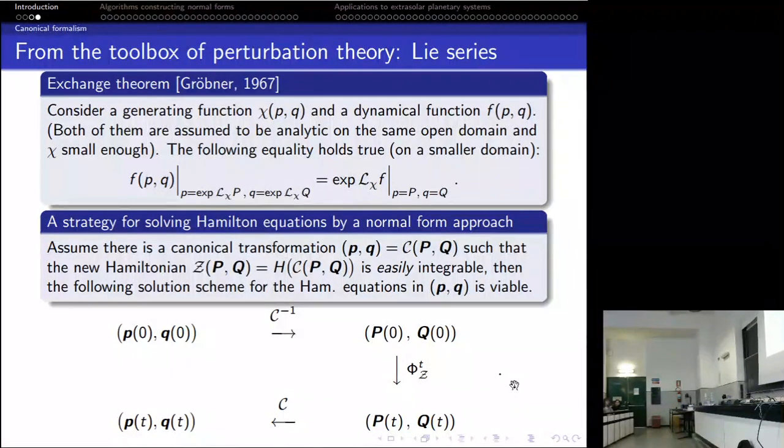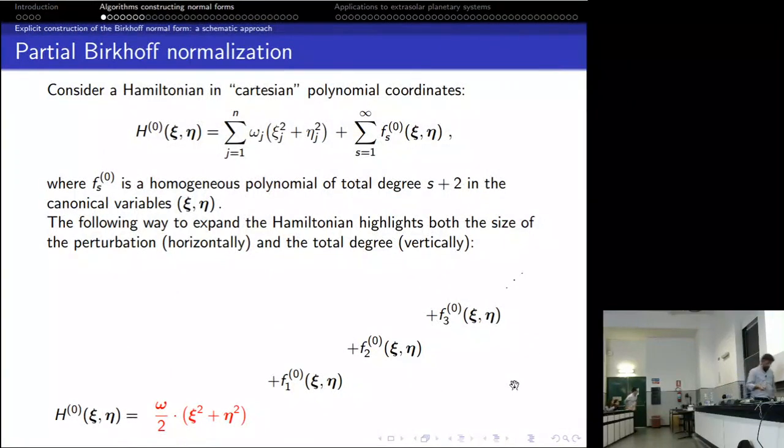So, you go in the normalized coordinates, in the sense that they are associated to the normal form you like. You compute the flow here, and because canonical transformations preserve motion laws, you can then move back to the original coordinates after some time, and this is the solution after time t. Okay? Well, so let's try to apply this scheme, at least in a naive way, to a simple system.